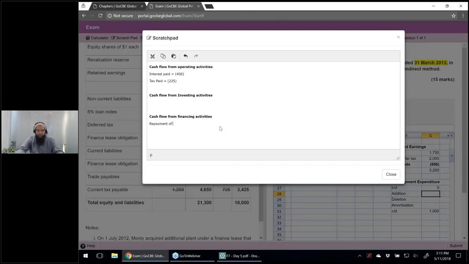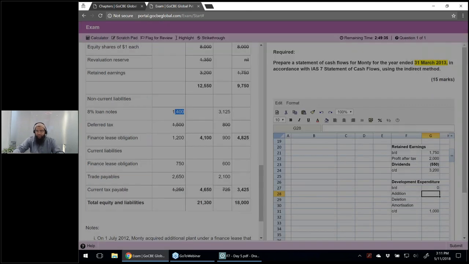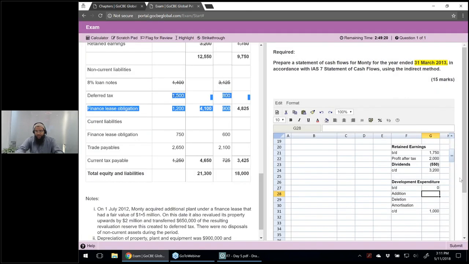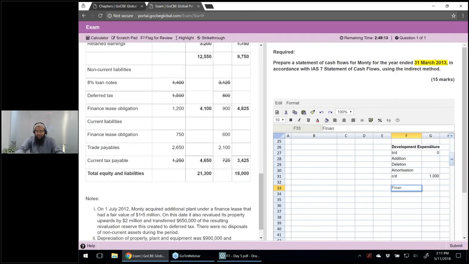Repayment of loan notes is equals to 1725. So 3125 done, 1400 done. We are going to strike through this. And then we have some finance lease obligation. So we will be making a T account of finance lease obligation as well, which is now known as lease liability or lease obligation.